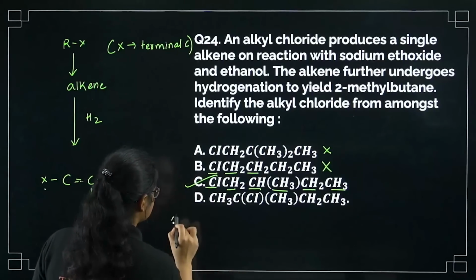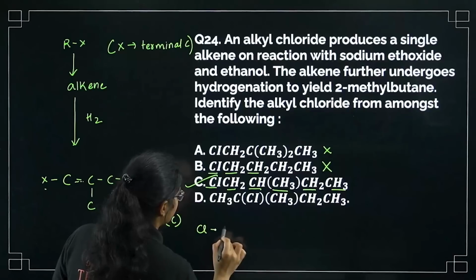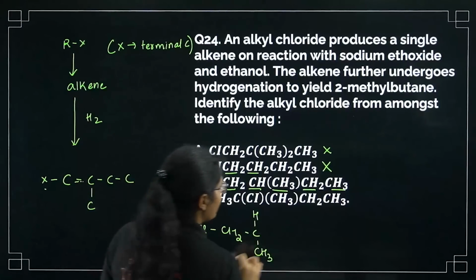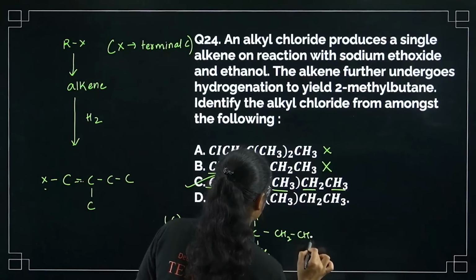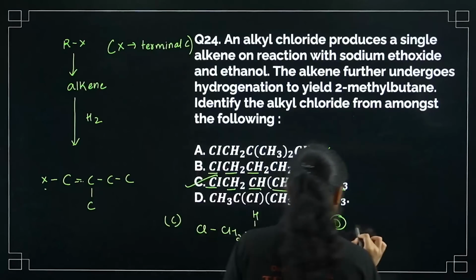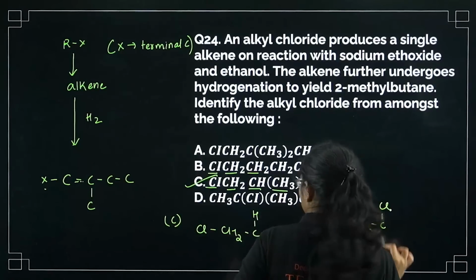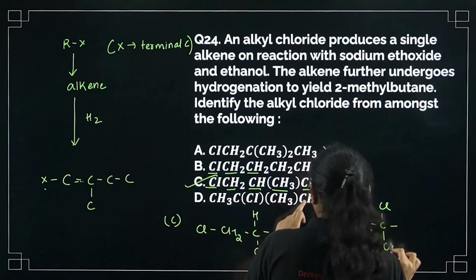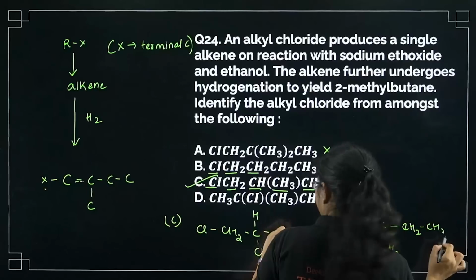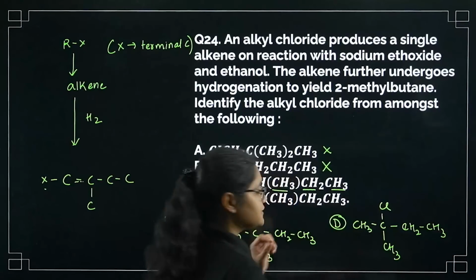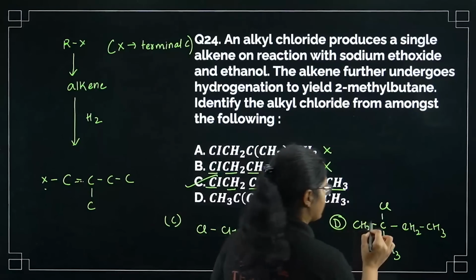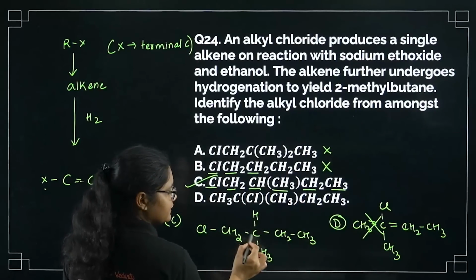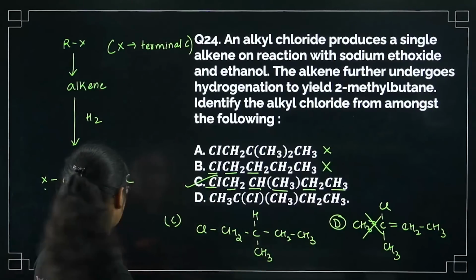Now if you see the option number C and D structure, I will have Cl, CH2, CH, CH3, and then CH2 and then CH3. This is option number C, and option number D here is CH3 CCl, and then you have CH3, and then you have CH2 CH3, right? Now if you see here, again there is a single alkene product possibility, but here I can get an alkene here as well, right? So this is not the answer. Single alkene means only a single alkene will be produced, so option number C is the correct answer.